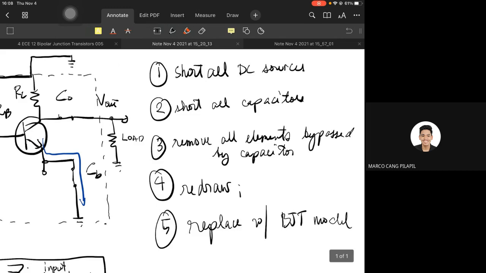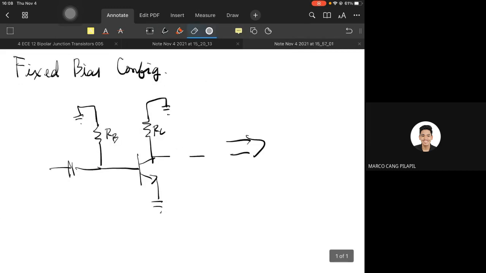Short all capacitors. Okay, so short na daw mga capacitors. And tungod kay we will not be dealing with RS pa, or I mean VS. I-bend ko si RB padulong dito para ang ground is naa sa ilalom. The same with RC, I-bend downwards.